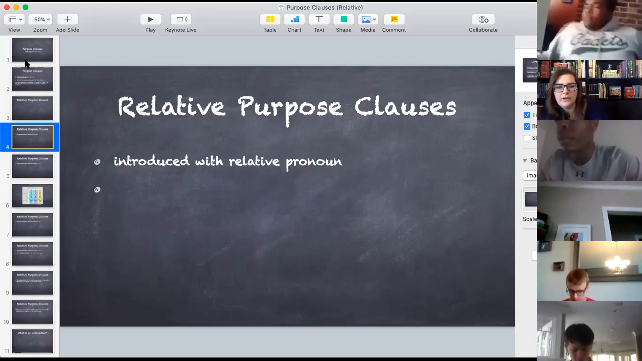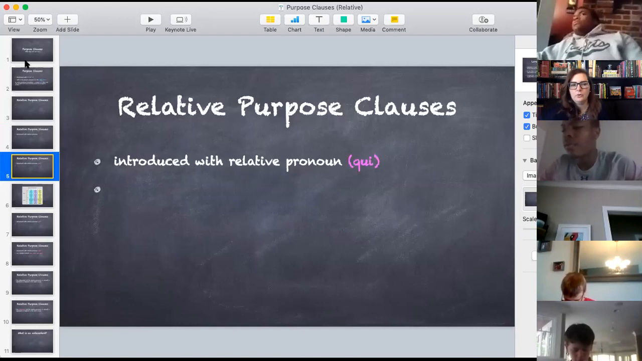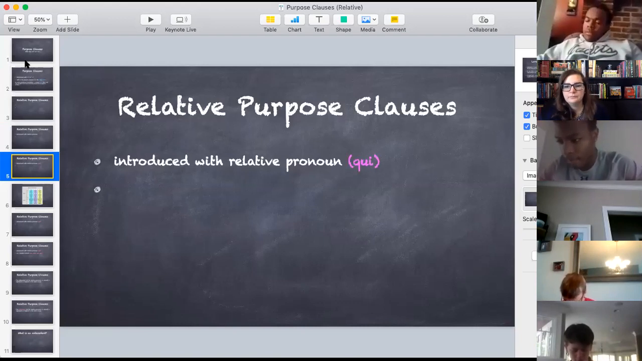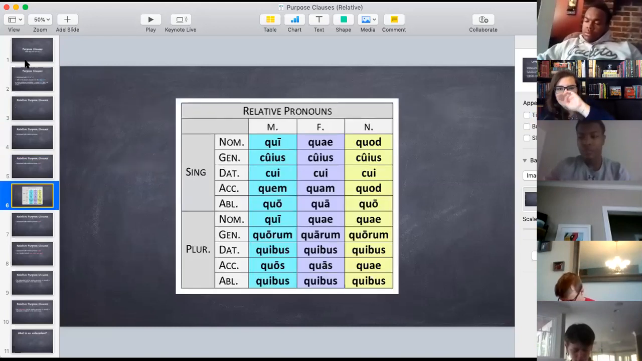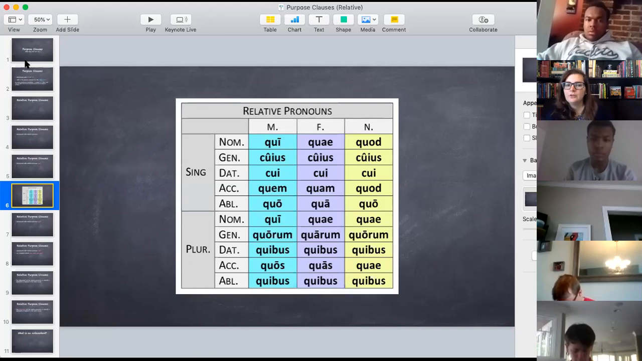All right, so like qui, for example. And then here, just like Art was asking, are your relative pronouns from your Latin 2 charts and quizzes. So qui, quae, quod, cuius, cuius, cuius, cui, cui, cui, quem, quam, quod, quo, qua, quo, qui, quae, quae, quorum, quarum, quorum, quibus, quibus, quibus, quos, quas, quae. I'm sure they ring a bell somewhere deep in your Latin brain.